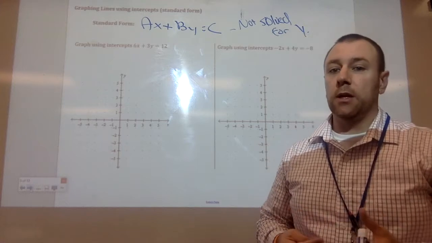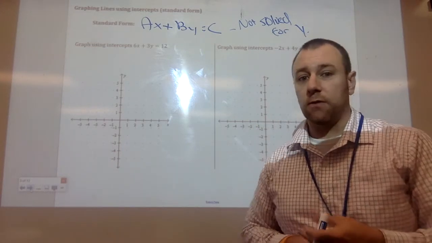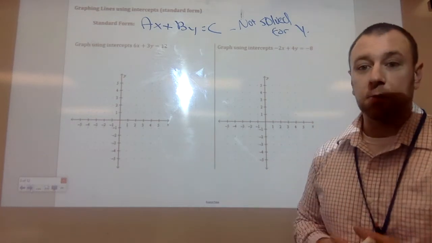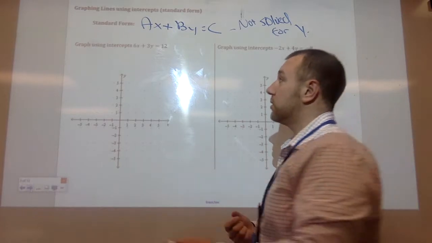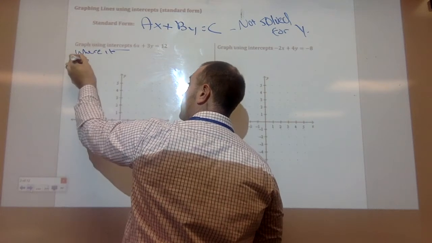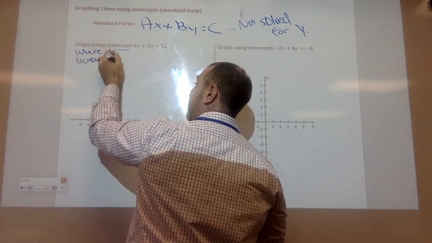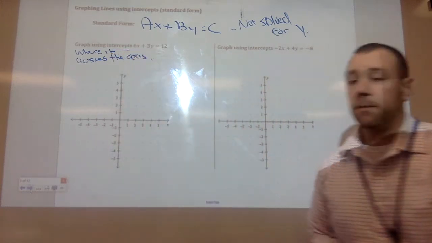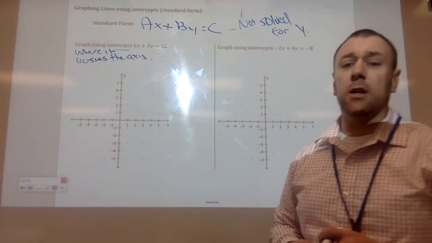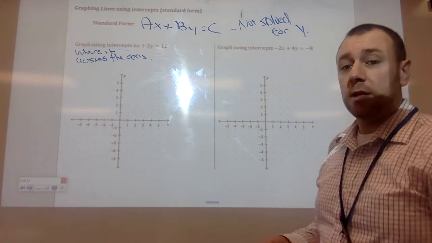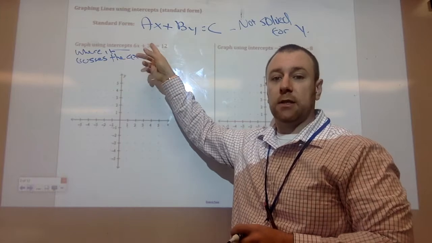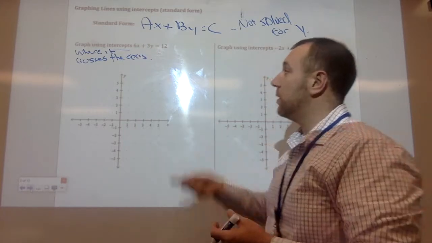We can use two methods for graphing in standard form. We can use the method called graphing with the intercepts, being the x-intercept and the y-intercept. Intercepts mean where it crosses the axis. Some people might know this as the cover-up method. What I do is substitute zeros individually for x and y, and then I solve.